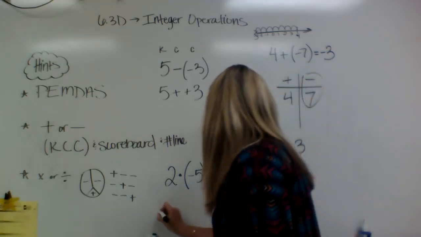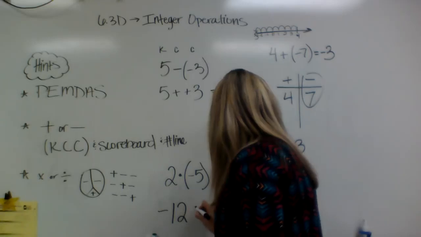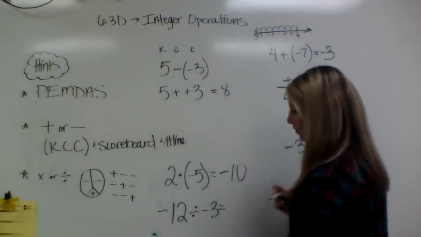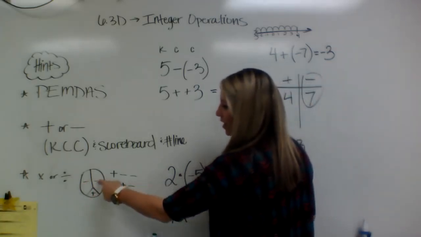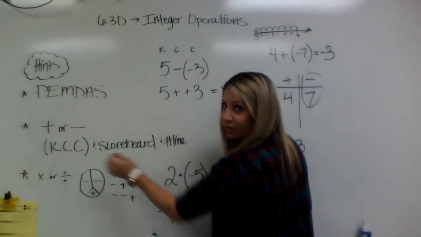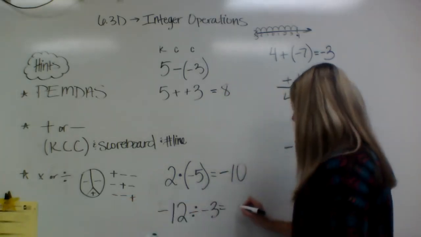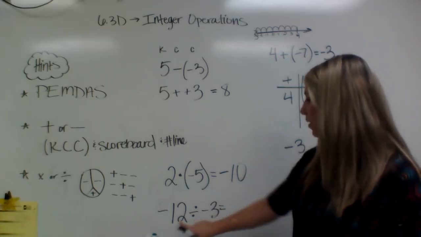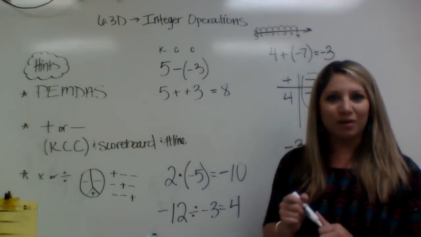If I have -12, let's say divided by a -3, I have a negative and a negative. So with the sleeping baby, a negative, you cover it up, is going to equal a positive, or right here on the bottom, a negative equals a positive. So it's going to be a positive number. 12 divided by 3 is 4. So my answer will be a +4.